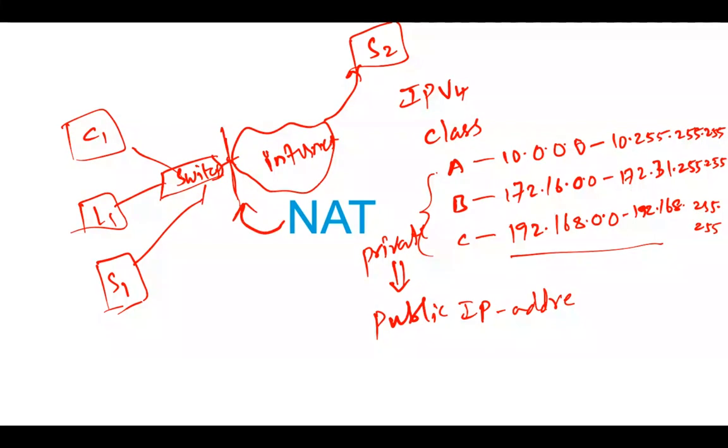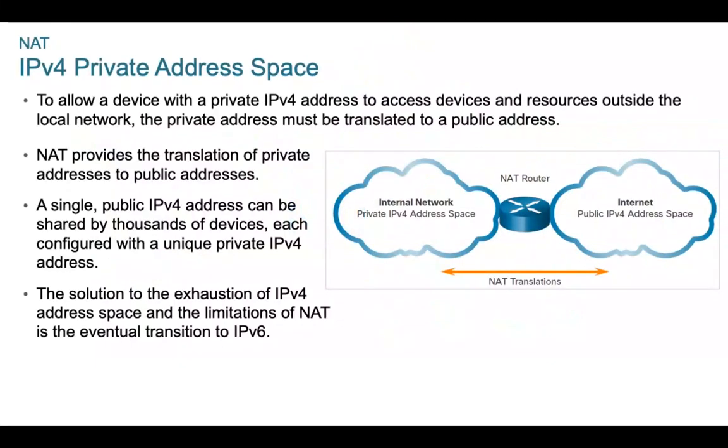This network address translation provides the translation of private addresses to public addresses, as you can see in this diagram. This allows a device with a private IPv4 address to access resources outside of its private network. That can be shown like this. In the private IP address space, as we saw, the device is connected here. If they want to communicate through the internet, it requires public IP addresses, right?